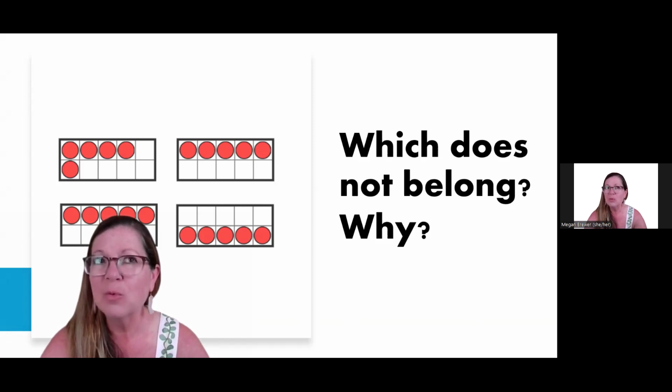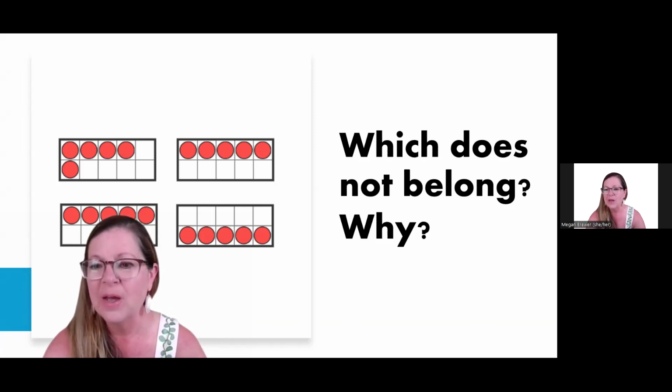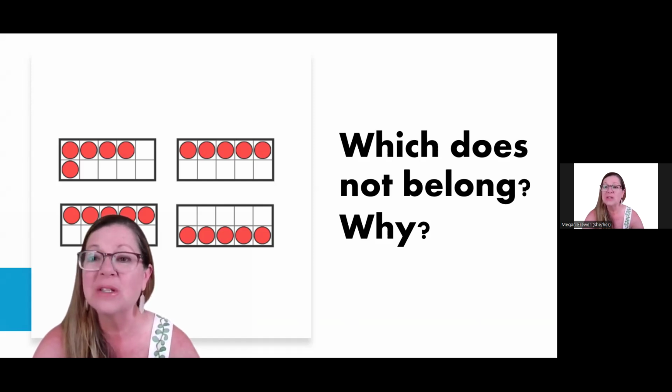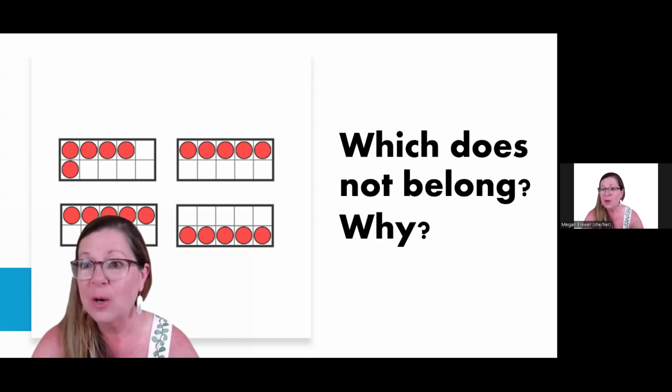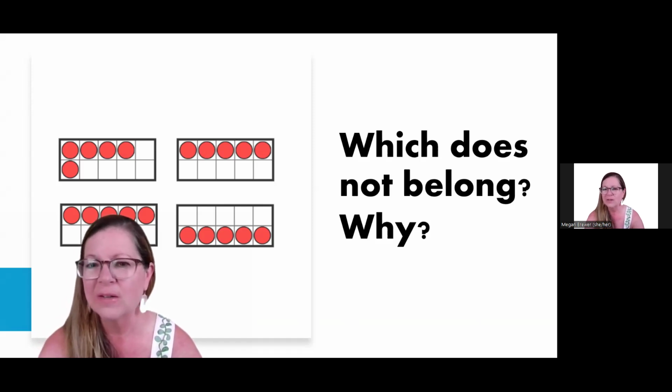In a lot of examples of which does not belong from various educational resources, you're going to see an A, B, C, D labeling. We intentionally did not label our collection of which does not belong because we strategically wanted students using positional words, which are in the kindergarten math standards, next to, above, below. So we want to give students that opportunity to use that kind of language. So they might say the top left, the top row, the bottom right, and so on.